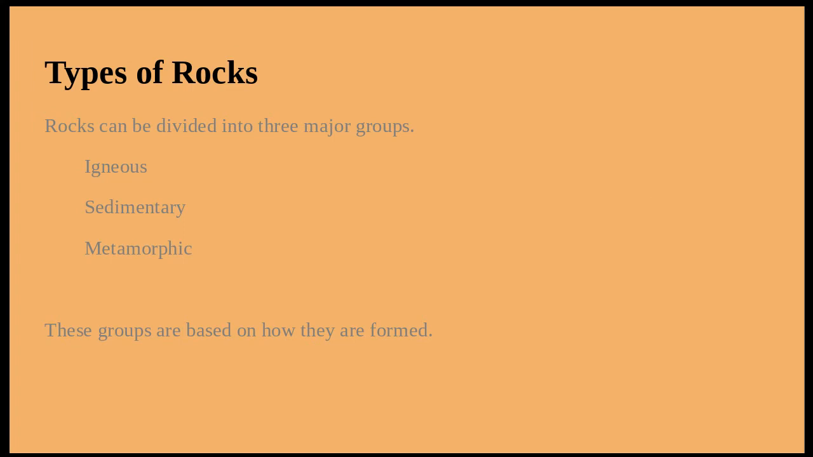There are 3 different types of rocks, and we're going to talk about each one. Those rock types are the igneous type, the sedimentary type, and the metamorphic type. And these are all based on how they are formed. So that's how we divide rocks up. It's based on how they are formed into the form they take as rocks.